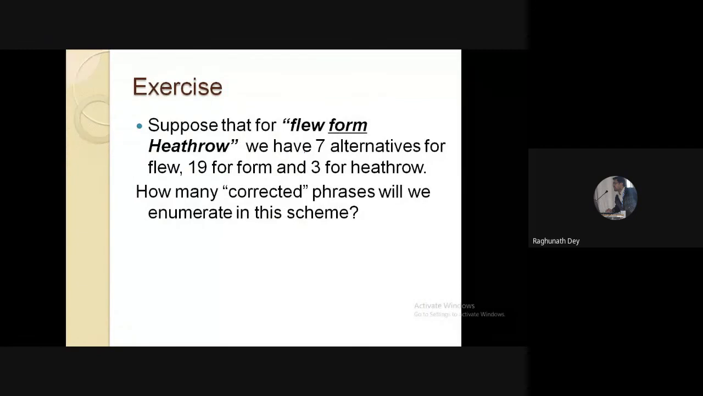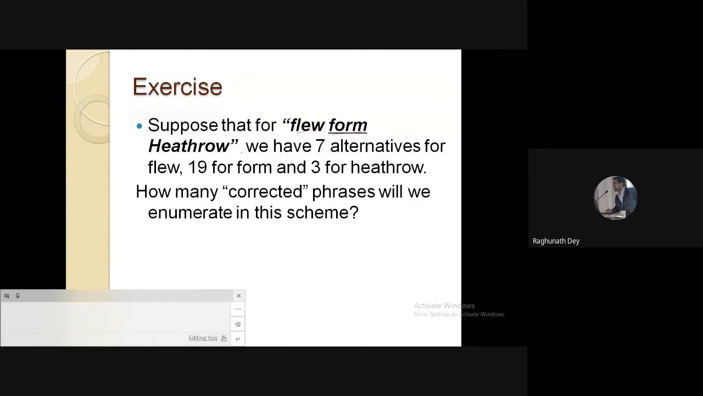So how it will help you, or it may not help you. Look at here. Suppose you have the three terms flew, FORM and Heathrow, and we find that in the corpus of our database there are 7 alternatives for the first term, 19 alternatives for the second term, and 3 alternatives for the third term. So can you say what are the possible combinations of these 3? Around 7 into 19 into 3, which is very high, very large.